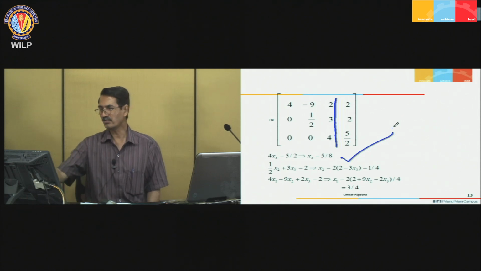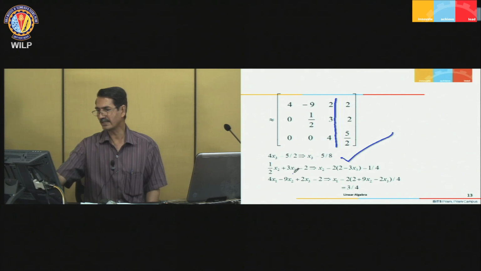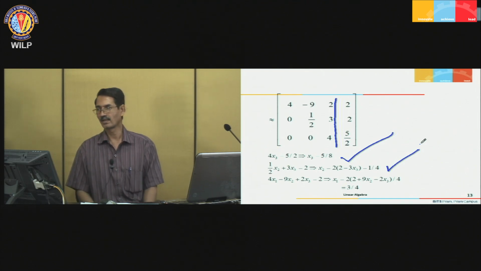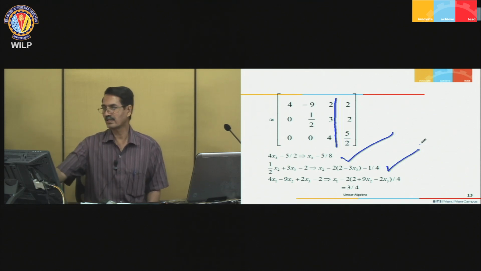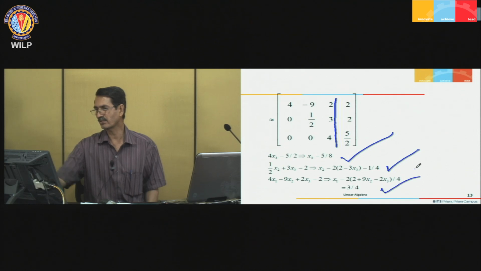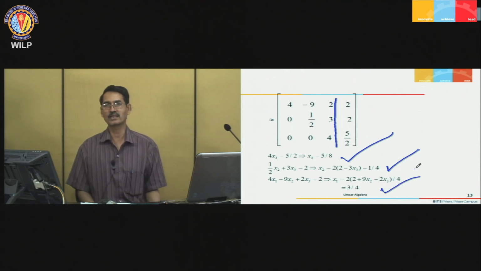What is the second? Then you take the second row: 0 into x1 plus half into x2 plus 3 into x3 is equal to 2. And look at here, x3 is already calculated, and therefore x2 you can calculate from here, see that x2 is equal to 1 by 4. And then from the first row, that is 4 into x1 minus 9 into x2 plus 2 into x3 is equal to 2. Now, x2 and x3 are known, therefore x1 will be calculated from here, see that x1 is also coming to be 3 by 4. So, x1, x2, x3 are calculated.